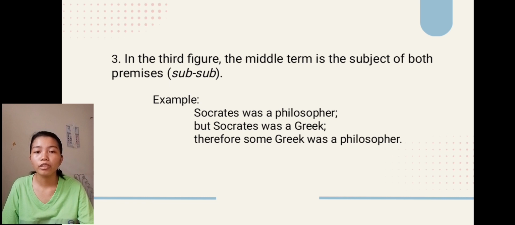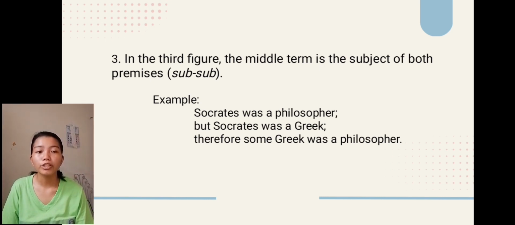In the third figure, the middle term is the subject of both premises, which is the subject and subject. In mood types, the major premise is A, I, E, and O, and minor premise is A and I, which are A is universal affirmative and particular affirmative, which is I, and conclusion are I and O.